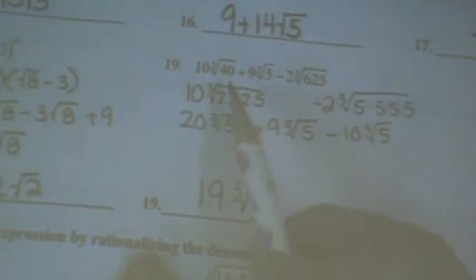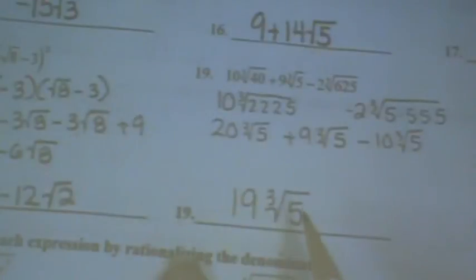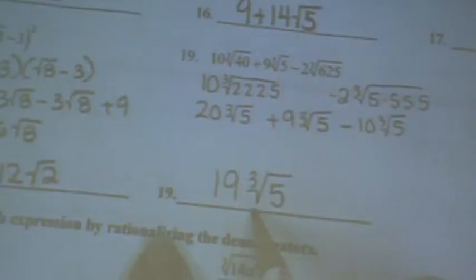Number 19, you're gonna simplify each of these again, just like you did in the problem above. You end up with like terms, you get 19 times the cube root of 5.